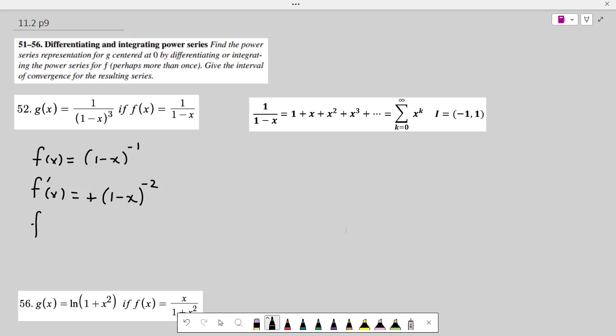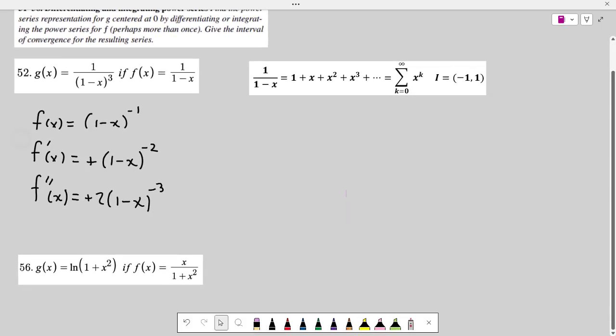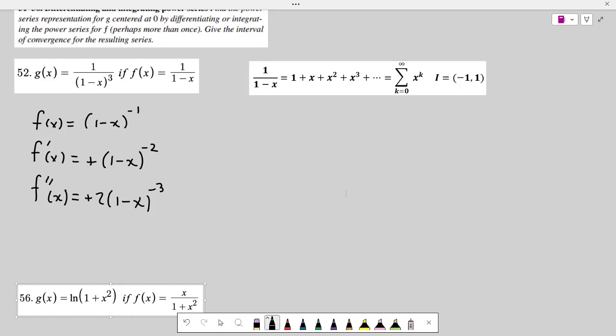So let's take one more derivative. We should be there. So -2 comes down, we subtract 1, and then multiply by -1 again. Ooh, we're so close. So this is equal to 2 over (1 minus x) cubed. Okay, 2g of x. Great. So this is f double prime of x.